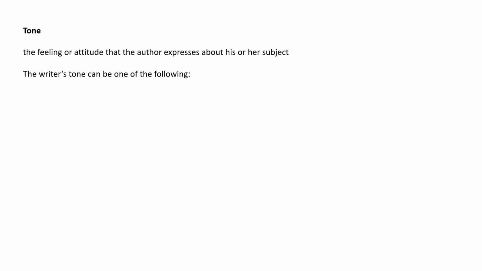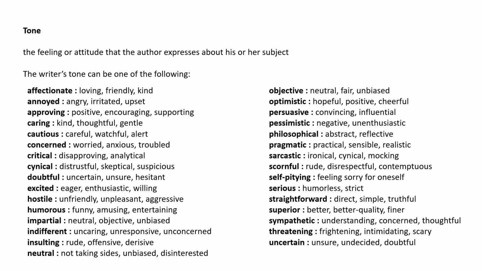Here, tone refers to the feeling or attitude that the author expresses about his or her subject through a piece of writing. The writer's tone can be one of the following. Now, stop the recording and study the vocabulary listed below. Practice 2. Identify the purpose and tone of each statement. In this practice, we will have 5 questions. For each question, we will identify the purpose and the tone of the writer.